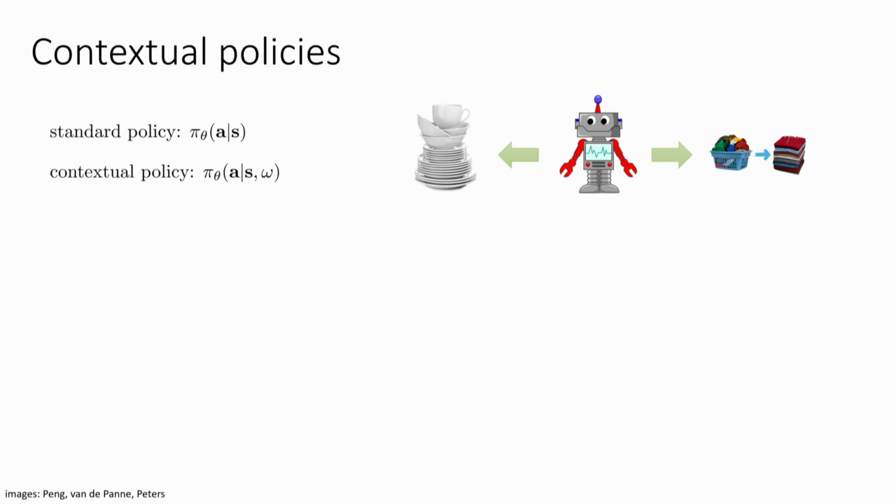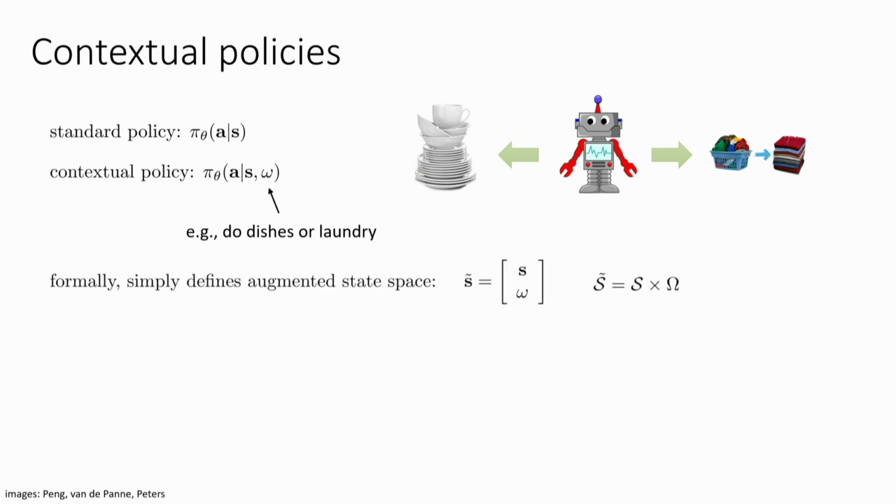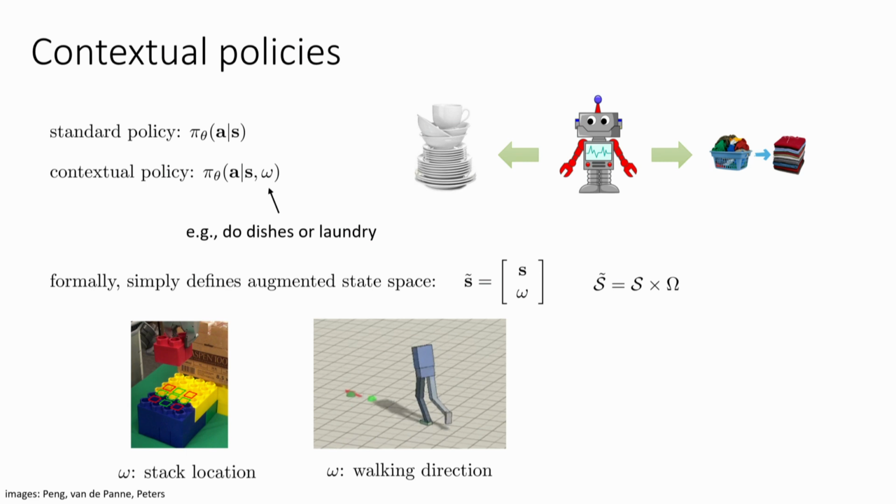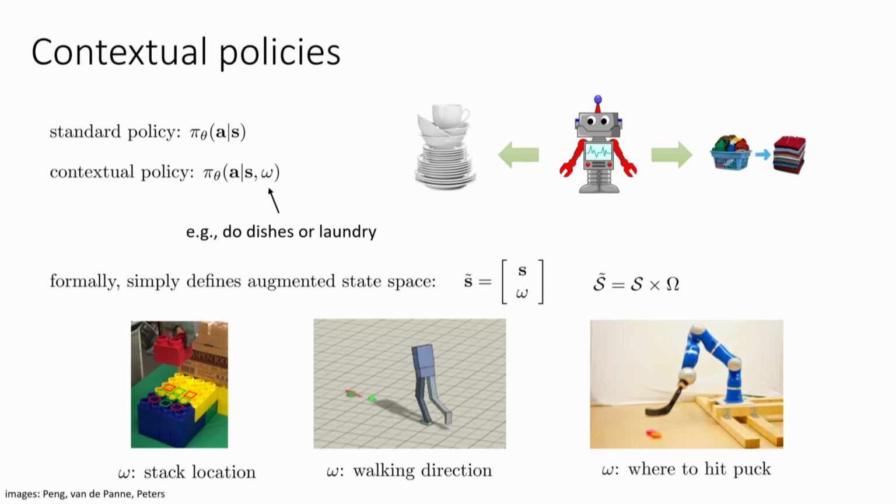And the nice thing here is that this just reduces to a standard RL problem, where you now simply define an augmented state space. We'll call it S tilde, which is formed by concatenating the state S and the context omega. Then you just treat that as the state space, and you can plug that into any RL algorithm pretty much without modification. This is something that people have done quite a bit of in robotics, computer animation, and other application domains. So you could have a context, for example, that says where should this robot put this Lego block? Which direction should this walking robot walk in? Or for this little hockey-playing robot, where should it hit the puck to? Like, where's the goal located? These are all contexts that you can provide to your policy.